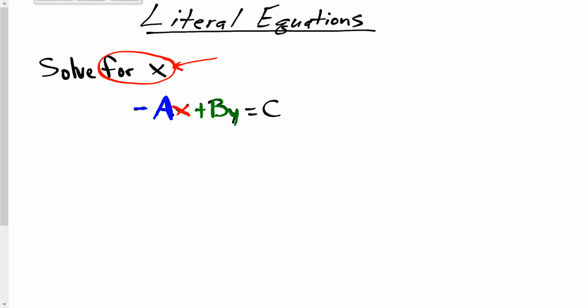We're going to follow those three steps. Start by simplifying. This is all simplified because there's no distributive property, there's no combining like terms, and there's no variables on both sides. That variable being x. So then we're going to get rid of the constant, step one.